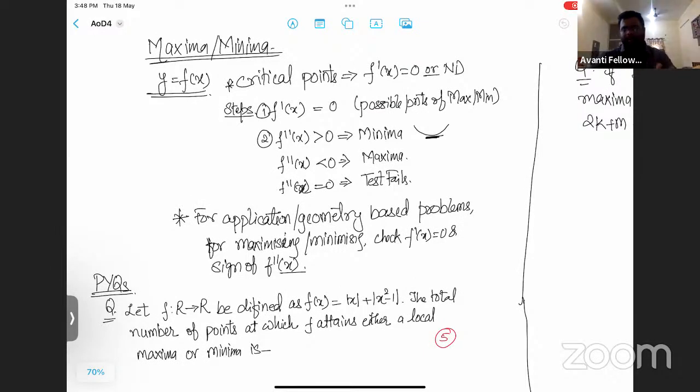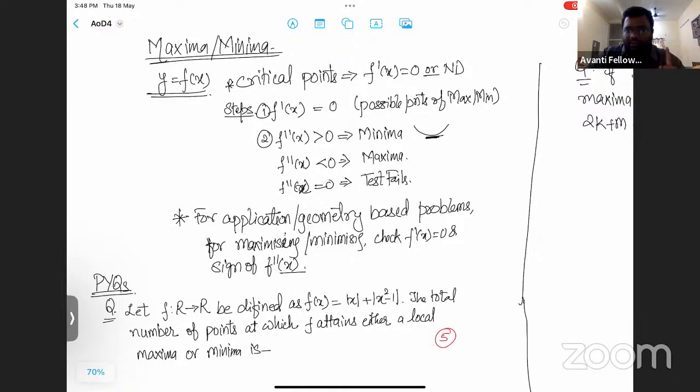So maxima and minima, this is a very tiny part of the theory. We just need to know how to find whether at a given point a function is going for a maxima or minima. For a given function, the first thing is to identify the critical points. Critical points are the points where f dash x is either 0 or not defined.